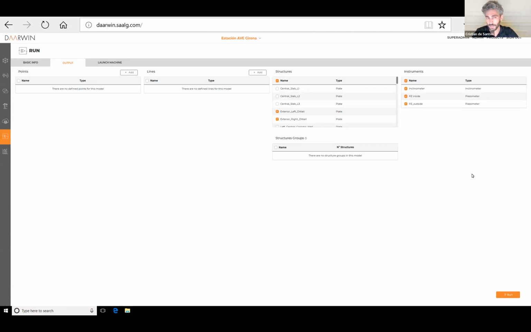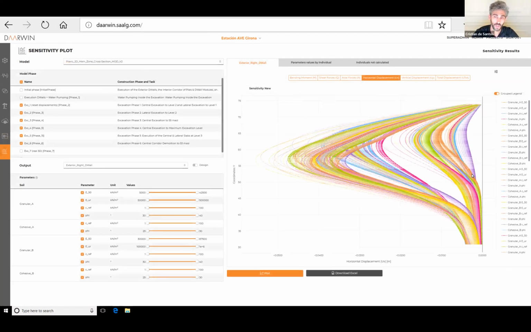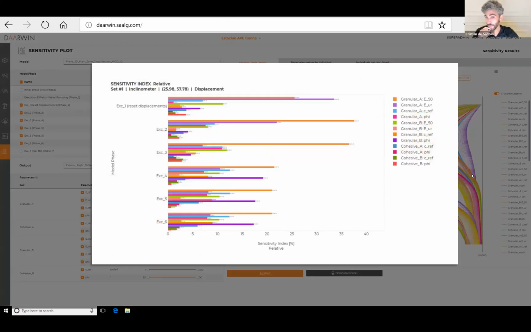Once you define the parameters and the output, you press calculate, and DAARWIN will start calculating hundreds of different Plaxis models on the cloud fully automatically. And as I showed you before, you will see the different responses of your model. So you will be able to see what the most influential parameters are in this kind of plot, or the other one that I showed you before.